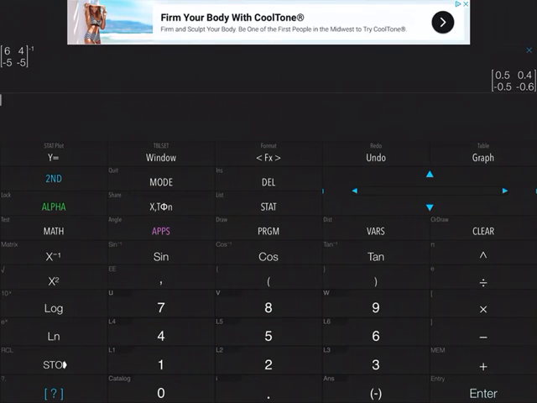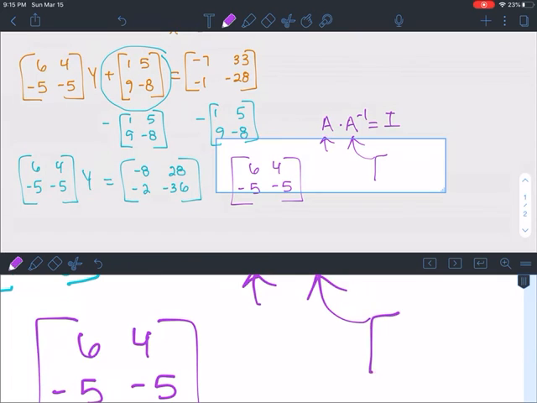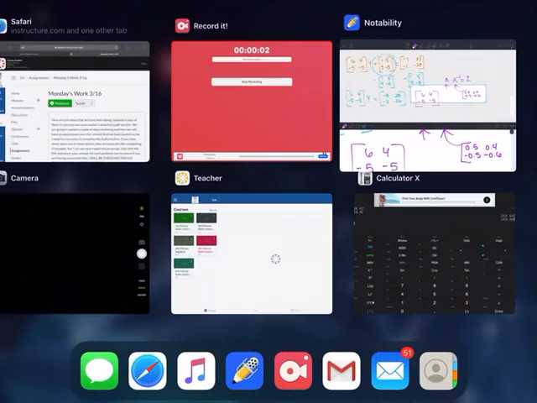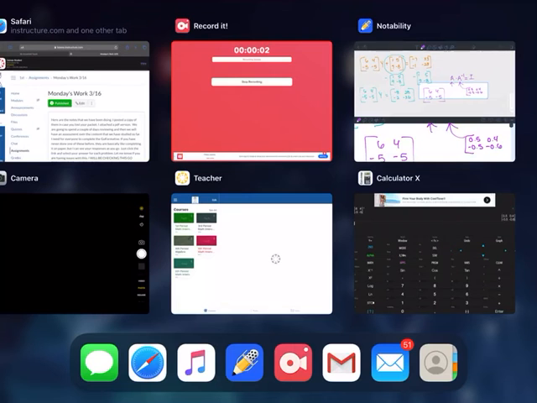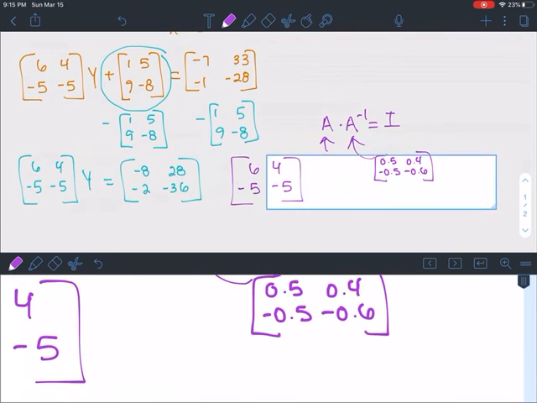So I'm going to take this matrix, which is 0.5, 0.4, -0.5, -0.6. And let me just write that down. So I said 0.5, 0.4, -0.5, and -0.6. Am I correct there? Let's see. 0.5, 0.4, -0.5, -0.6. Yep, we got that.